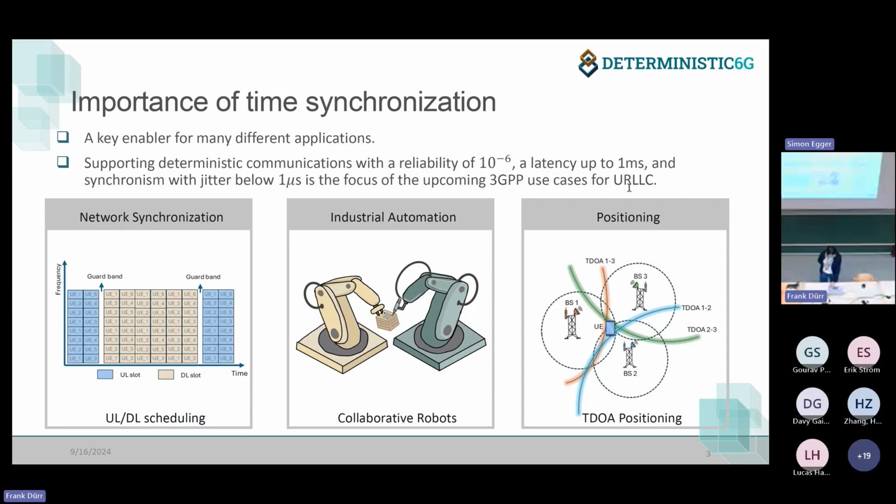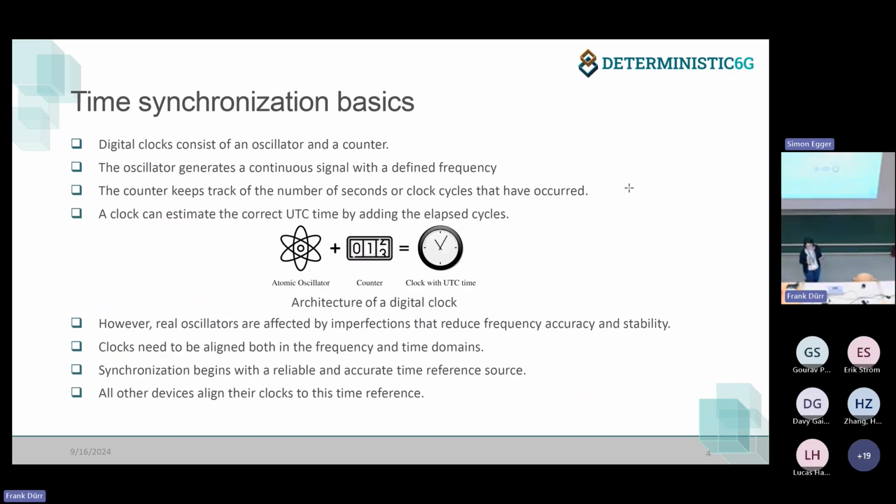Now let's look at some time synchronization basics, because before we talk about different time synchronization protocols or techniques, I think we need to understand the architecture and functionality of a digital clock. A digital clock consists of an oscillator and a counter. The oscillator generates a frequency signal, a continuous signal with a defined frequency to determine the length of a second. And the counter is keeping track of the number of seconds or the clock cycles that have occurred. Now, a clock can use this information to estimate the correct UTC time by adding the elapsed cycles.